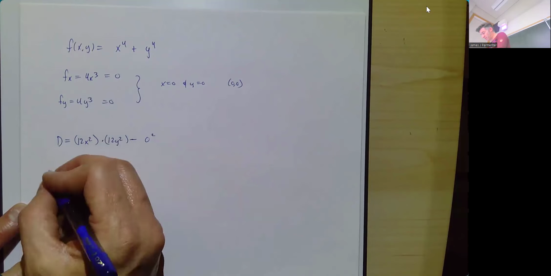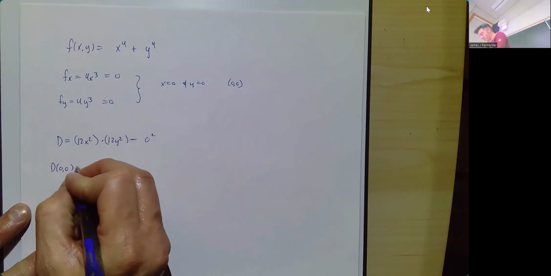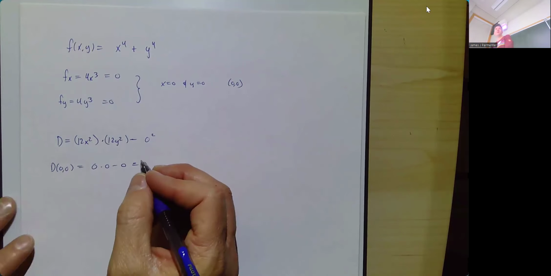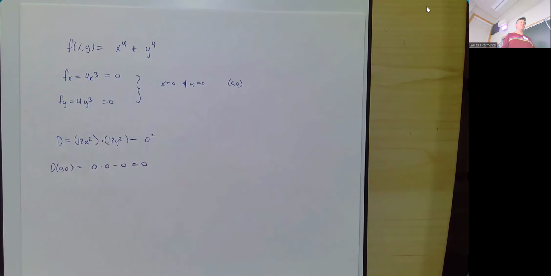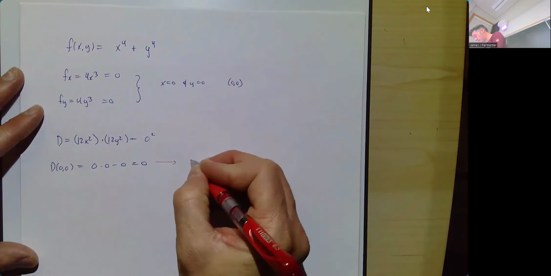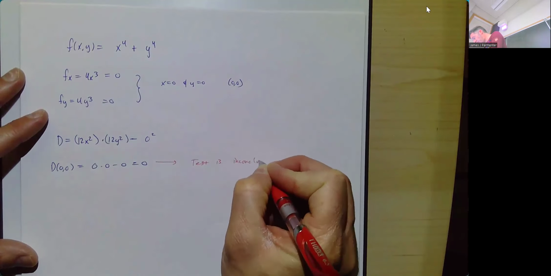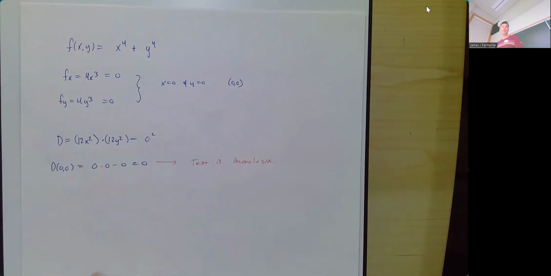And when you plug in (0, 0), what do you get? You get 0 times 0 minus 0, which is 0. And we never talked about what happens when D equals 0. We talked about if it's negative, you have a saddle. If it's positive, you either have a max or a min, depending on the concavity. And when D is 0, that means the test is inconclusive. We don't know based on that value of D whether or not we have a maximum or a minimum or a saddle point locally.